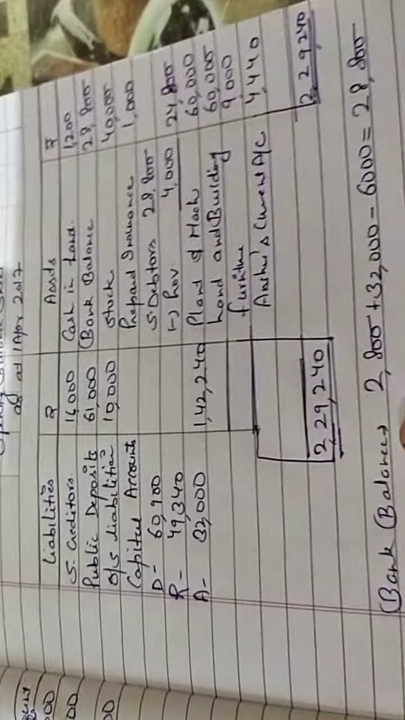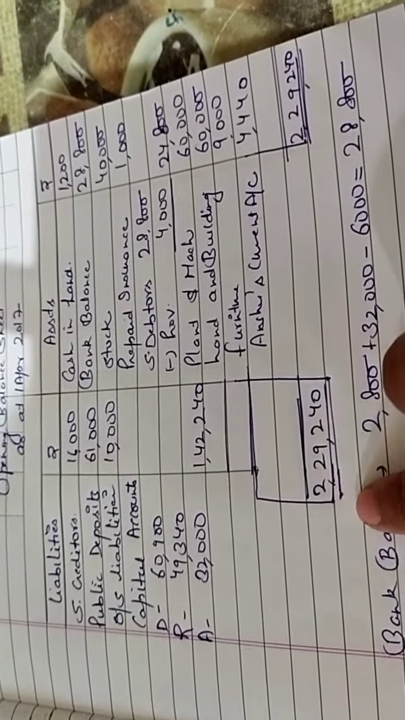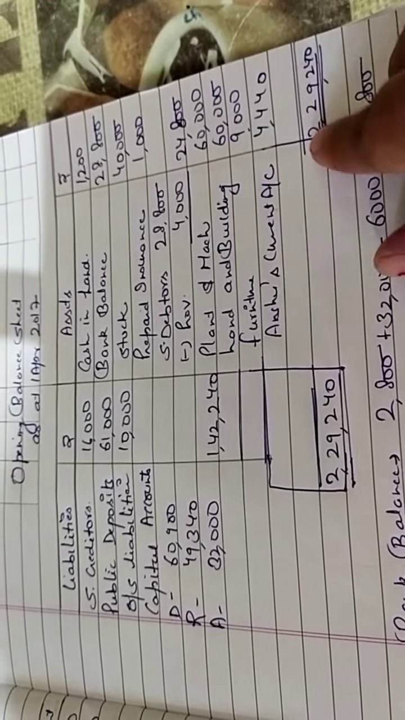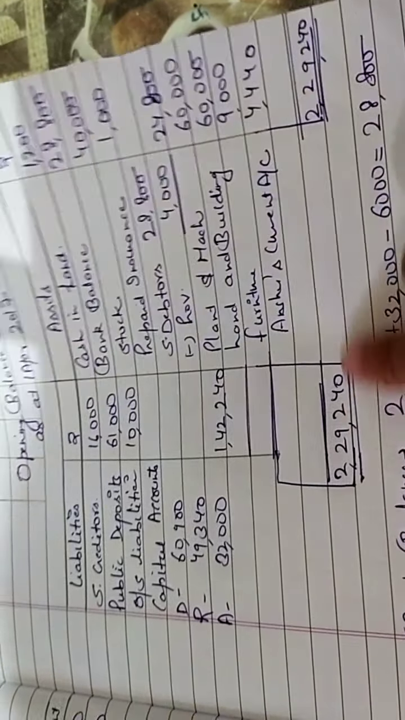Now we are going to tally the balance sheet. So our balance sheet is tallied by 2,29,240. I hope the question is clear.